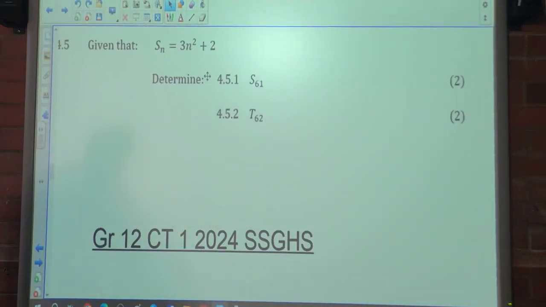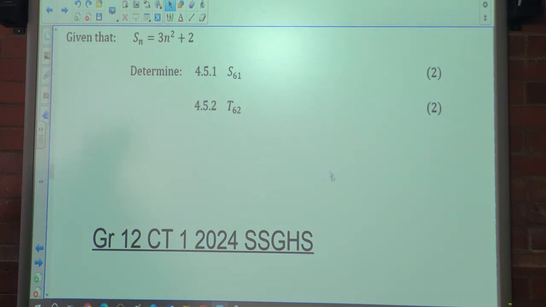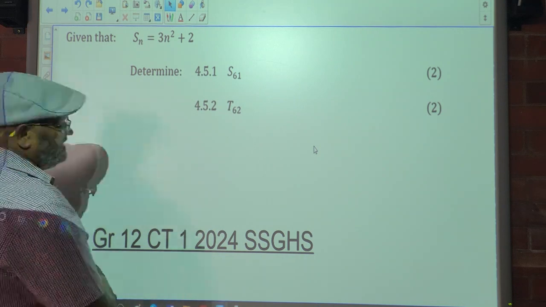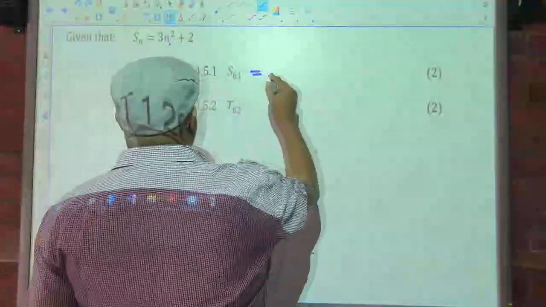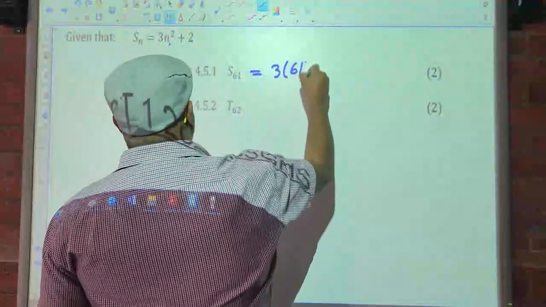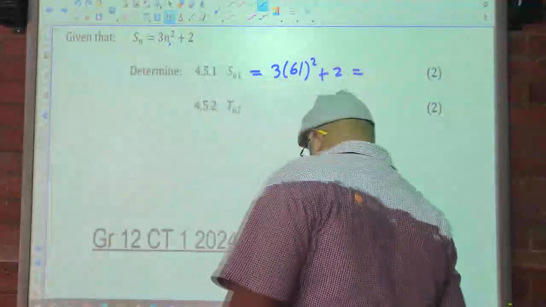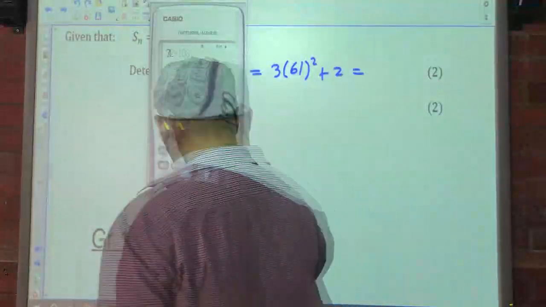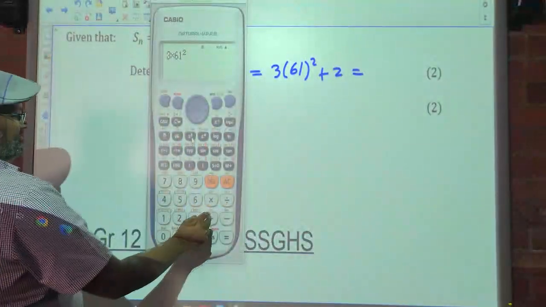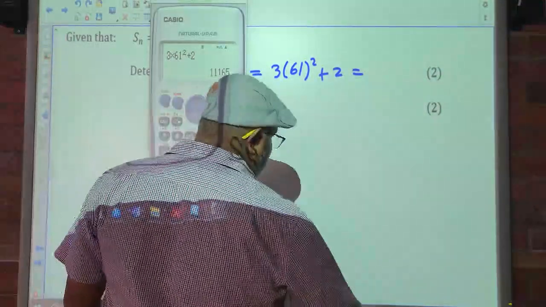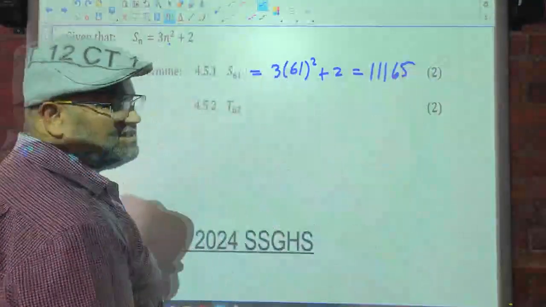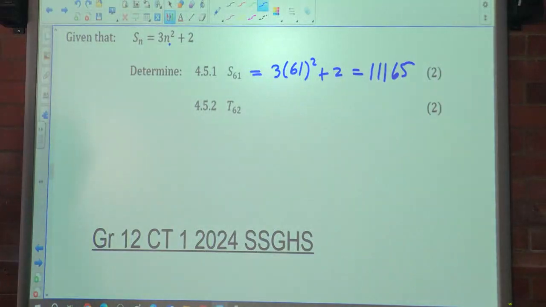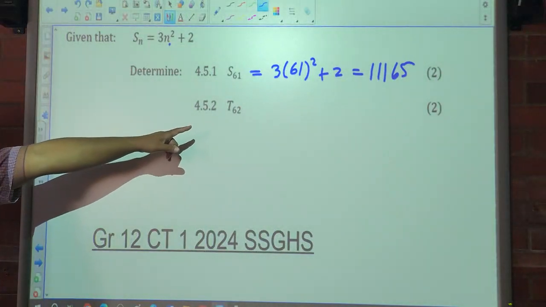The next one. Given that Sn is equal to 3n squared plus 2, calculate S61. So how do I do that? Here we end up with the 61. So it's 3 times 61 squared plus 2, which is 11,165. Then they ask you to work out T62.